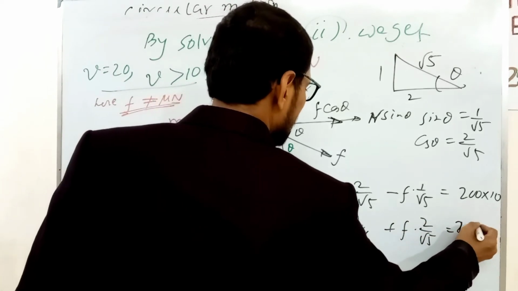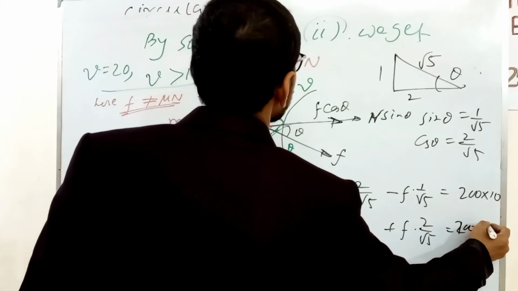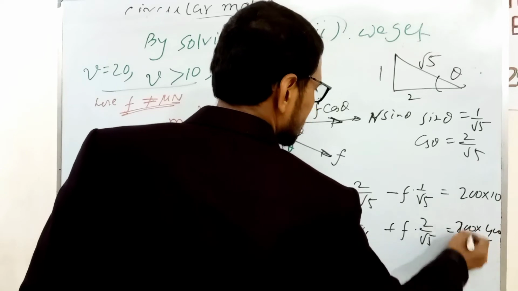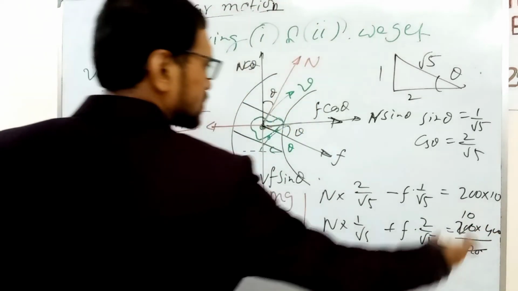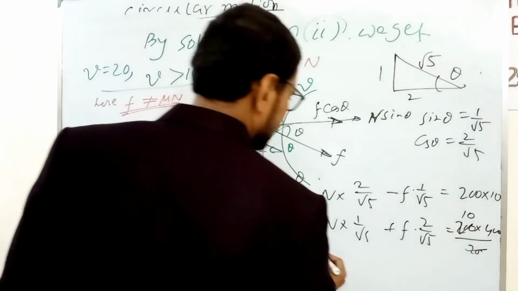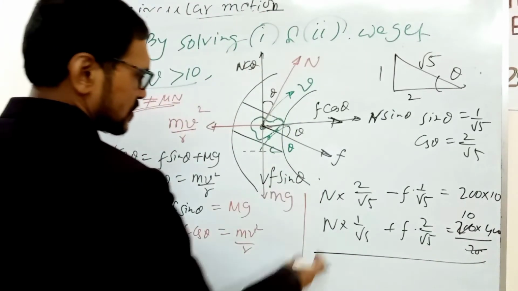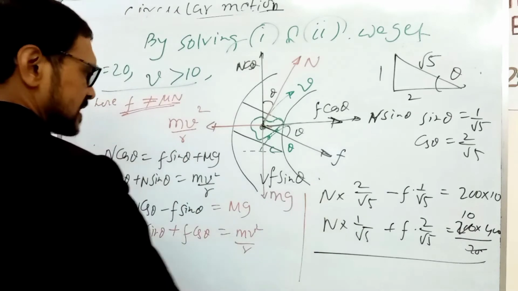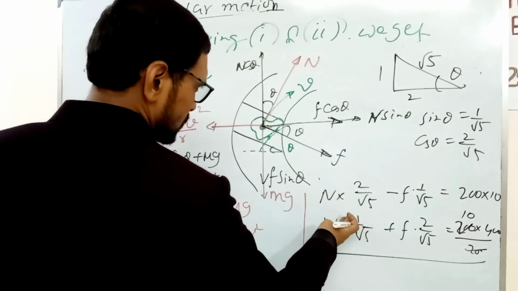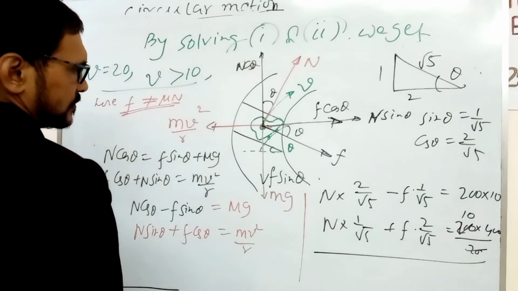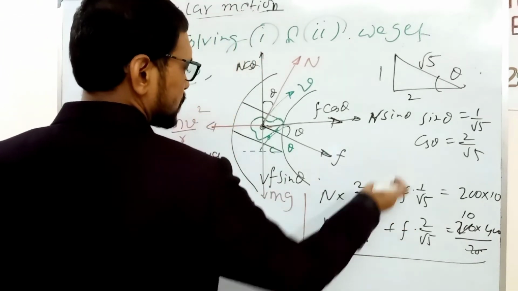So 200 into v square, here 400. Okay, 20 square is 400, by r means 20 meter, that is 4000, here 2000, here 4000. So by solving this we get f equal to this. For solving this, n have to cancel. So if we multiply 2 and subtract this from this, we get f.